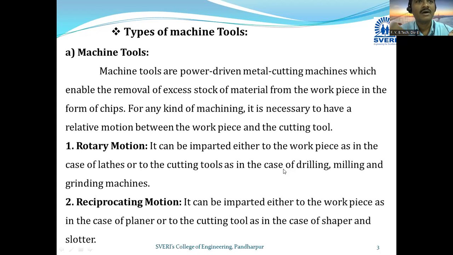That drill has a rotary motion. So whatever the rotary motion is present in case of drilling machine is for the cutting tool only. Similarly, in case of milling machine also, whatever the milling cutter is there, it has a rotary motion. Similarly grinding machine, whatever the grinding tool or grinding wheel is there, that grinding wheel has a rotary motion. Getting?